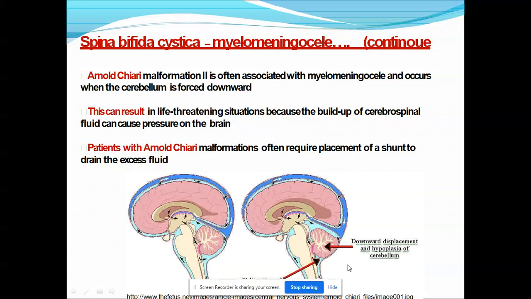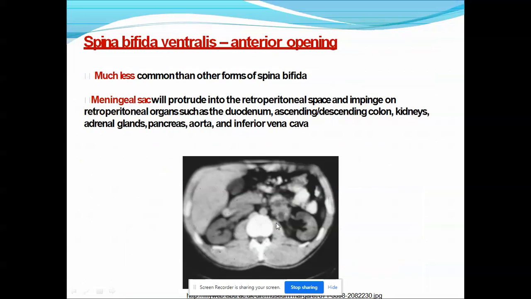Okay, next. Spina bifida ventralis, that is called the anterior opening. So whatever we have seen till now, meningocele and myelomeningocele, has a posterior defect. The defect is on the posterior aspect of the vertebral body. But here there is an anterior defect, so it is much less common than the other forms of spina bifida. It is less common compared to the posterior defect types, which are the myelocele and the meningomyelocele.